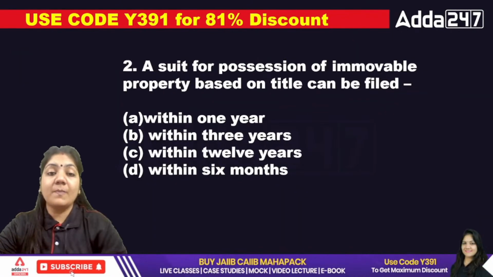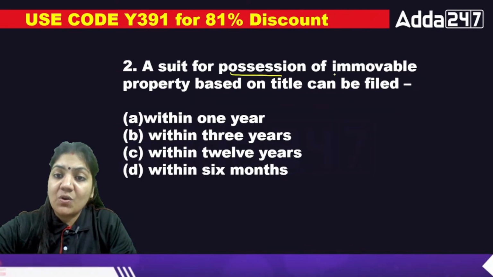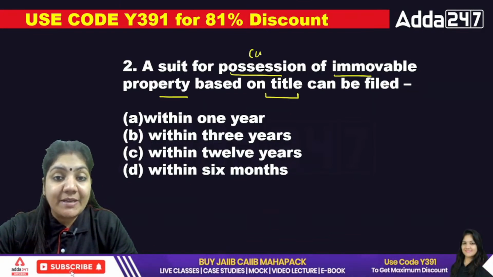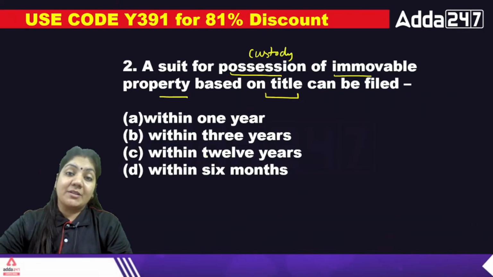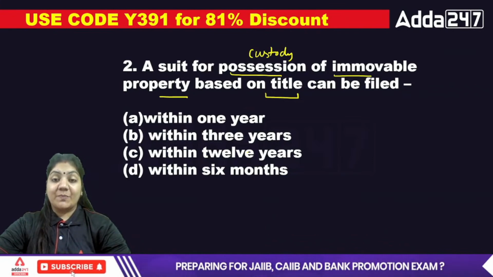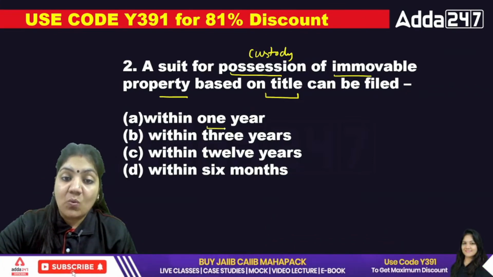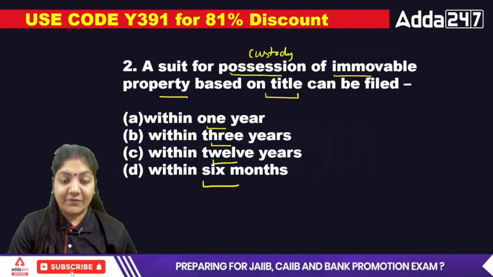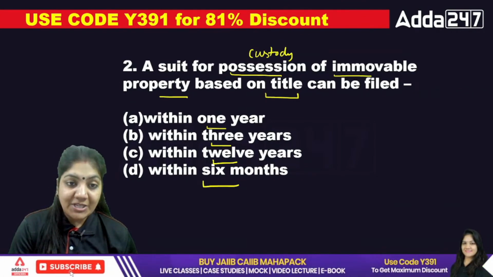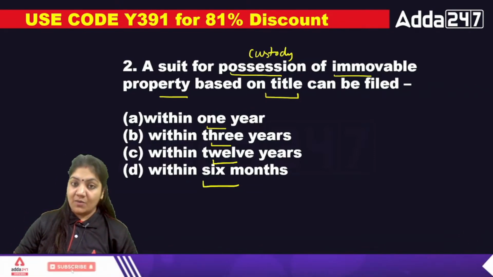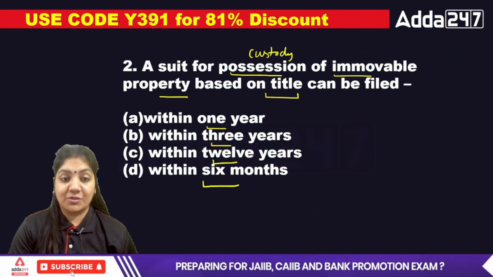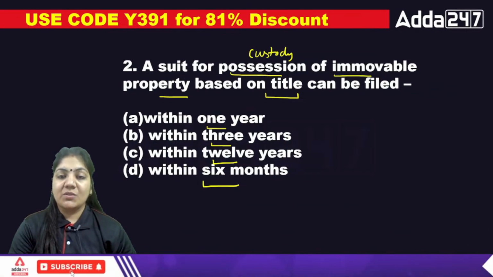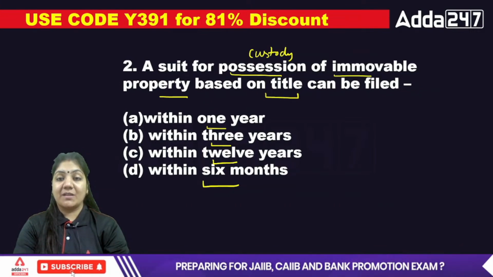Okay. Now, a suit for possession of immovable property based on title can be filed within... Possession simply means the custody of immovable property, just like land and a home, which is based on title. So it can be filed within 1 year, 3 years, 12 years, or 6 months. The question is very simple. We have seen in the chart the limitation for the mortgage, the limitation for the mortgage of possession, and the limitation for foreclosure. In these terms, the limitation is different. So what is the exact answer of this one?